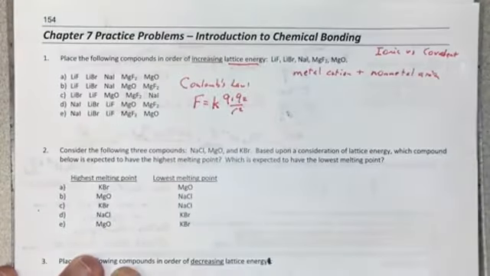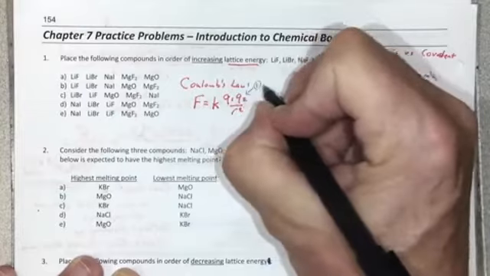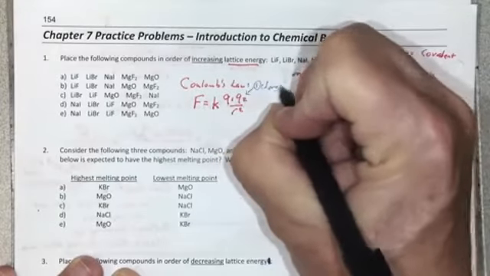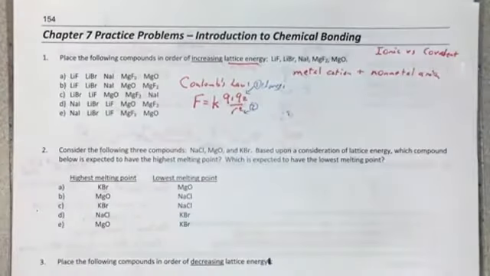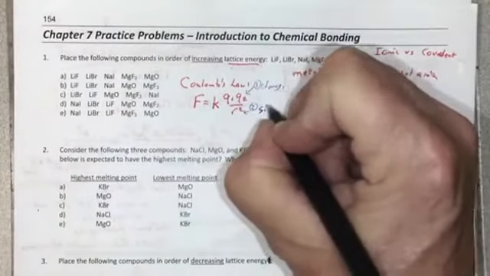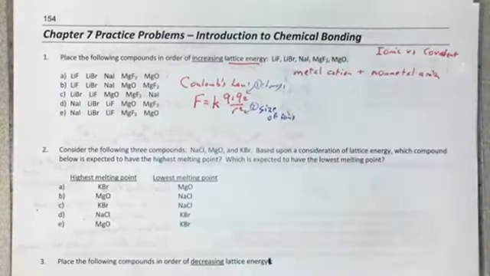Now here's why this is very useful. In the numerator, we look at the magnitude of the charges. This has to do with the charges. In the denominator, we have this, the distance between the two radii, which is related to the size of the ions. So you look at two things. You look at charge and you look at size. And charge is always more important than size.